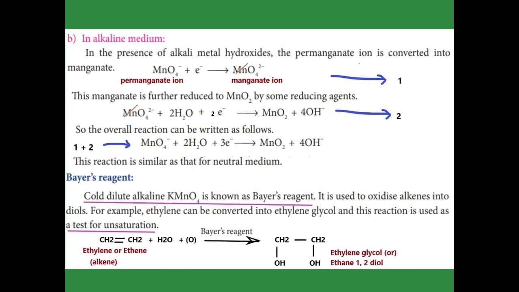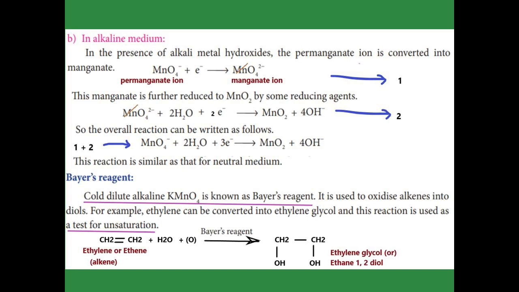In alkaline medium, potassium permanganate gains 1 electron and changes into the manganate ion. See the first equation, MnO4- and 1 electron change to MnO4 2-. And once again the MnO4 2-, with the help of some other reducing agent and 2 moles of water, gains 2 more electrons and changes to MnO2 manganese dioxide along with 2 OH-. Now we are going to add these two equations.